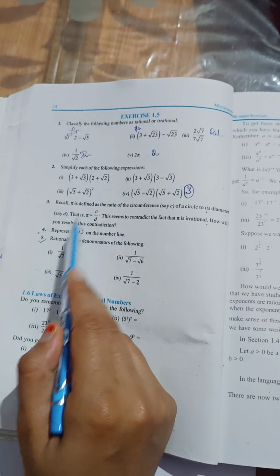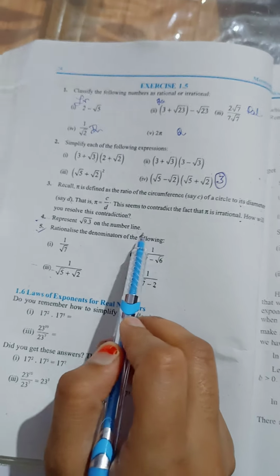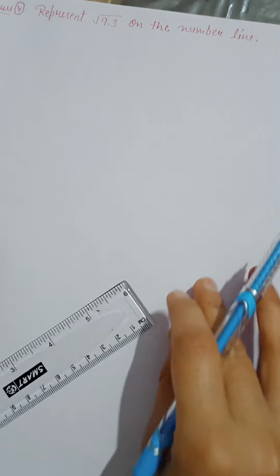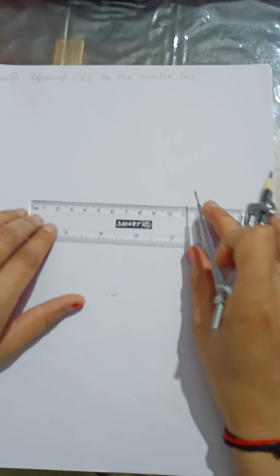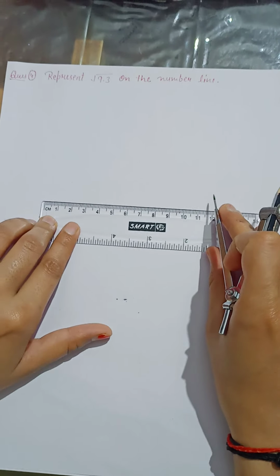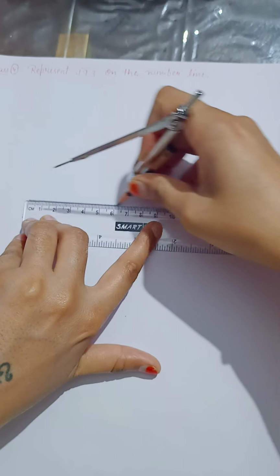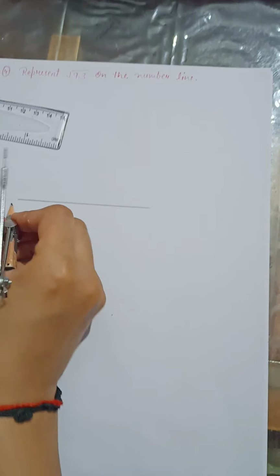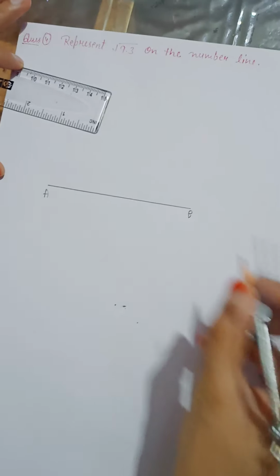Question number 4 of exercise 1.5 is: represent under root 9.3 on the number line. So let's see how. First we draw a line of 9.3 centimeters. Let it be the point A and the other end point B.